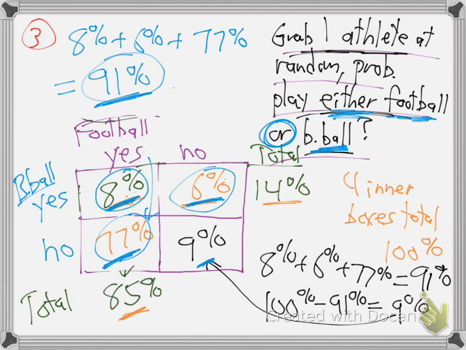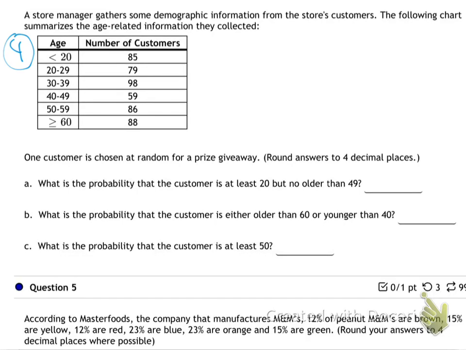How we doing? Questions on that one? Okay, question number 4. A store manager gathers some data on the store's customers, age-related. Here are the ages of customers at their store. Look at the age information over here. What does that little part I circled say?